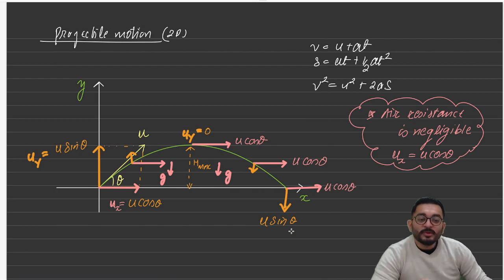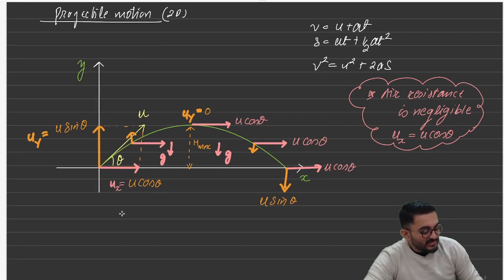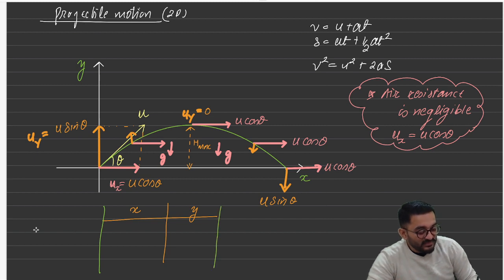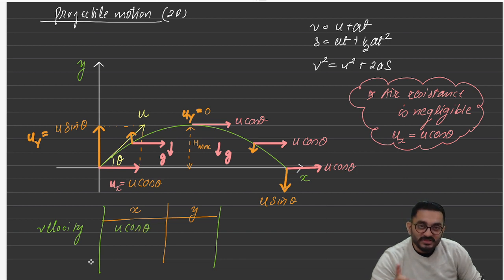So this is what you need to remember whenever it comes to projectile motion. There are two axes, x-axis and y-axis, and you should never get confused with the values on each. If I ask you the velocity on the x-axis, it is u cos theta, which is constant because we don't consider any influence of air resistance. On the y-axis, the initial velocity is u sine theta, which is going to be variable.